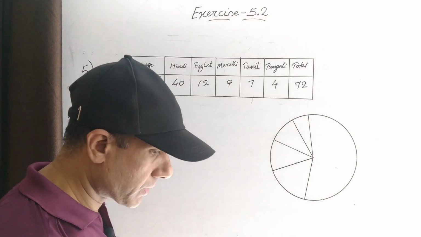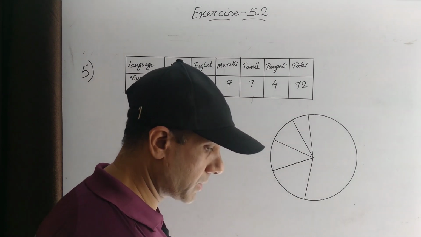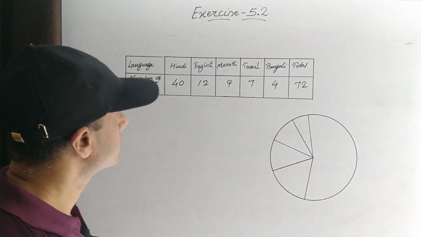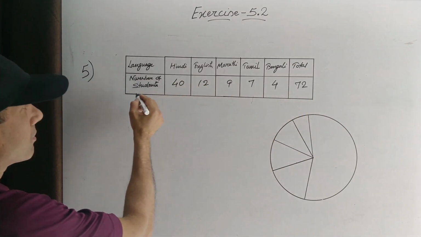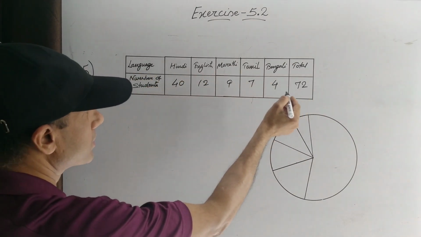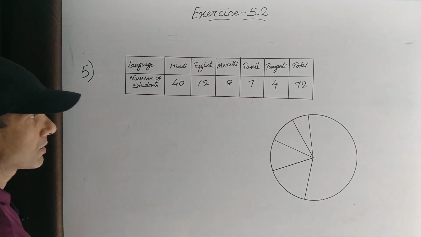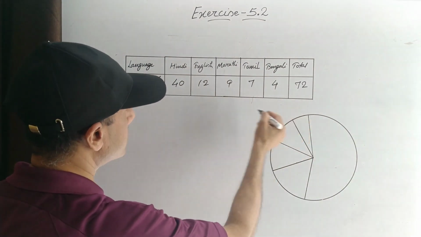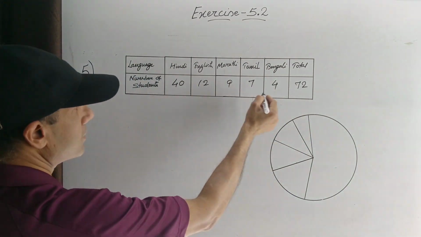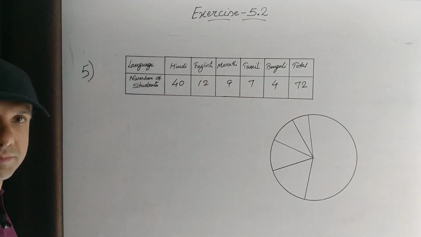Question number 5. The number of students in a hostel speaking different languages is given below. Display the data in a pie chart. So this is the data given, in which the number of students speaking different languages has been given. A total of 72 students have been taken into consideration. I have to represent the data in a pie chart. For that all we need is the central angle of different sectors, that is these languages.